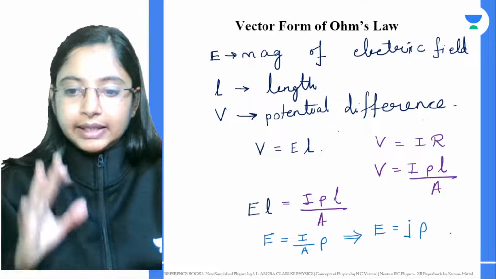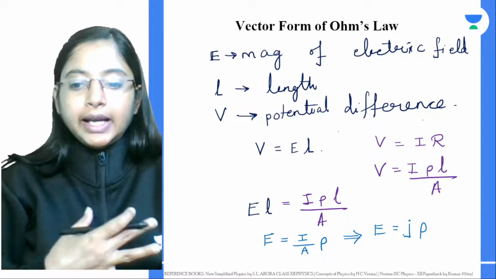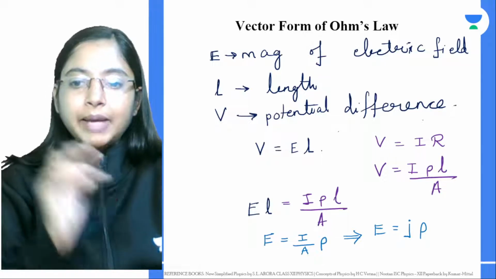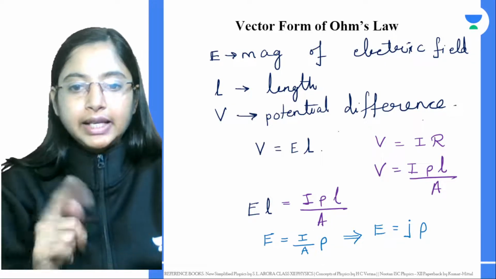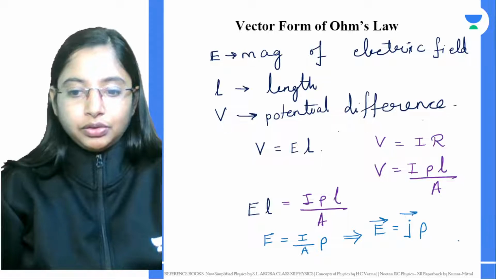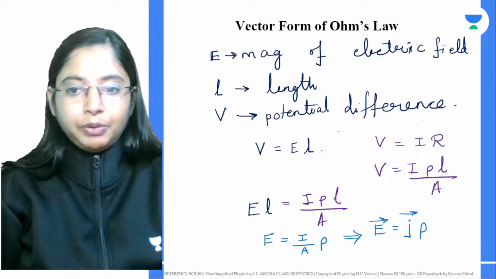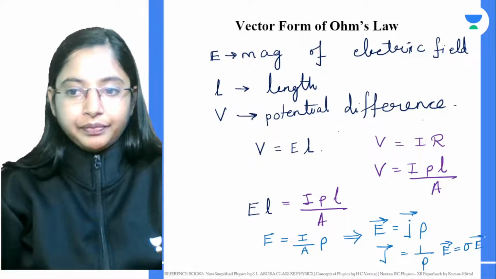Now, current density is a vector quantity, and its direction is the same as the electric field direction, because electric field is again a vector quantity. So we can write this equation in its vector form: E vector is equal to J vector into rho. If you take the reciprocal, J vector is equal to 1 by rho into E vector. Now 1 by rho, 1 by resistivity, is nothing but conductivity.